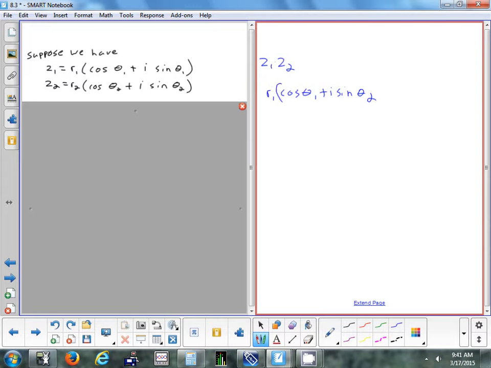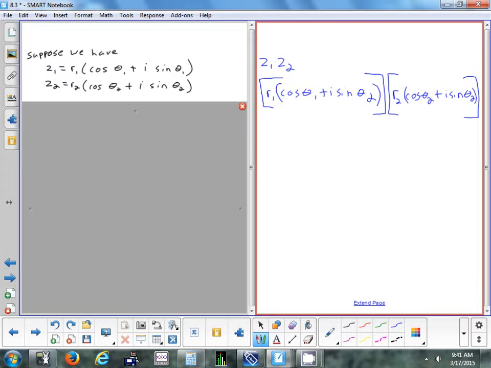And make sure you put parentheses around that because that r1 is distributed. And we're going to multiply all of that by z2: r2, again, put parentheses because it's distributed, cosine theta 2 plus i sine theta 2. Now, this isn't really hard. It just ends up taking up a little bit of space to get the formula. Eventually, there are going to be two trig identities that cause this whole thing to become very simple.